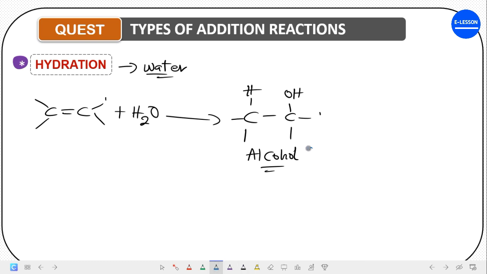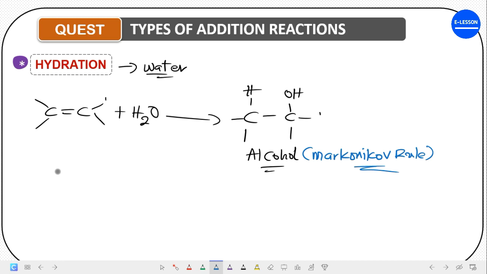The product follows what we call the what? Markovnikov. Are we getting it now? Rule. Now we can still remember Markovnikov rule from PCH321, right? Which states that while you are adding, the hydrogen should go to the carbon having the highest number of hydrogen, and then the OH goes to the carbon with the fewest number of hydrogen.